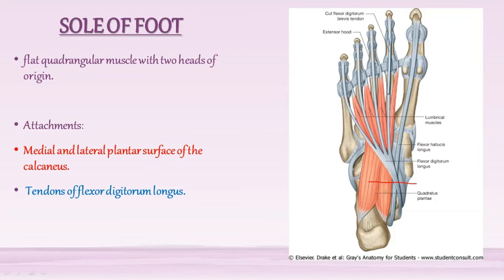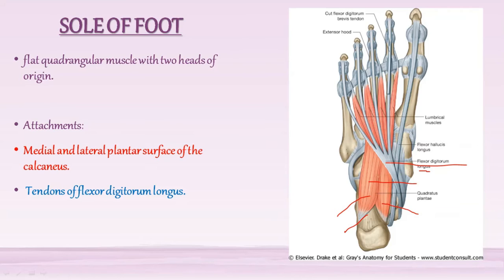The medial head arises from the medial plantar surface of calcaneus. This is the medial head which arises from the medial plantar surface of calcaneus, and this is the lateral head which arises from the lateral plantar surface of calcaneus. Both these two heads insert into the tendon of flexor digitorum longus. This is the tendon of flexor digitorum longus.